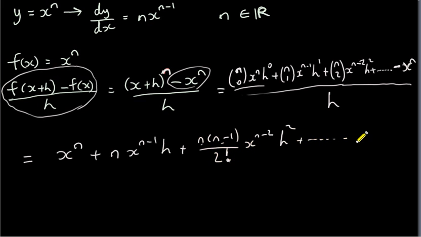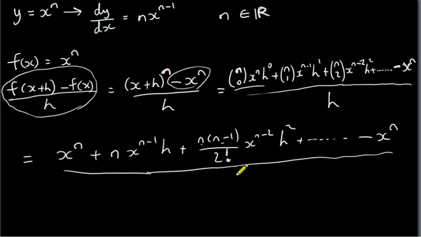I'm not going to write it all out because you see that we don't need to write it all out. We have to subtract x to the power of n, and then we just divide all of this by h. See that we have plus x to the power of n here, and we have minus x to the power of n. That's that minus x to the n. They cancel out. And if we divide this by h, the first term divided by h gives us nx to the power of n minus 1. Okay, the h is cancelled there for the first term.